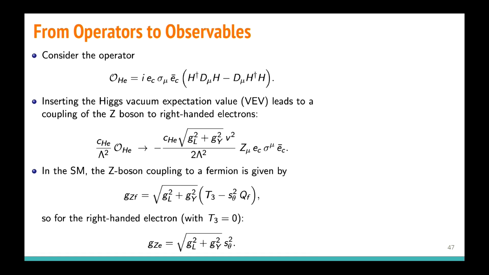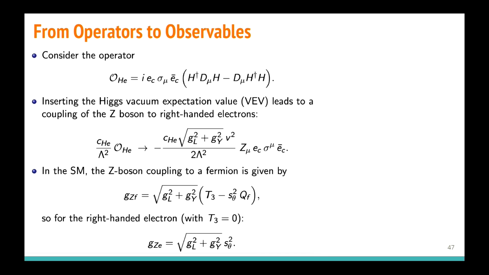If we open this up, I would encourage you to do it as a homework exercise. Open up this operator, plug in the covariant derivatives, the Higgs fields and everything else, and then what we get is an extra term, for example Z_mu times e-bar gamma^mu e. This would be a function of the Wilson coefficient of this operator and suppressed by the scale Lambda squared. So this is the term that we will be getting.